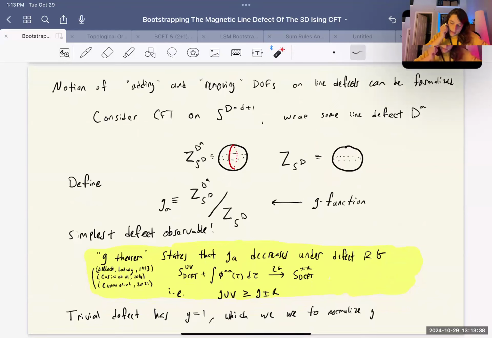It's interesting that, analogously to the C theorem in two-dimensional CFT or the A theorem in 4D, you can formalize this notion of adding and removing degrees of freedom by an interesting result that was properly proven only a few years ago.